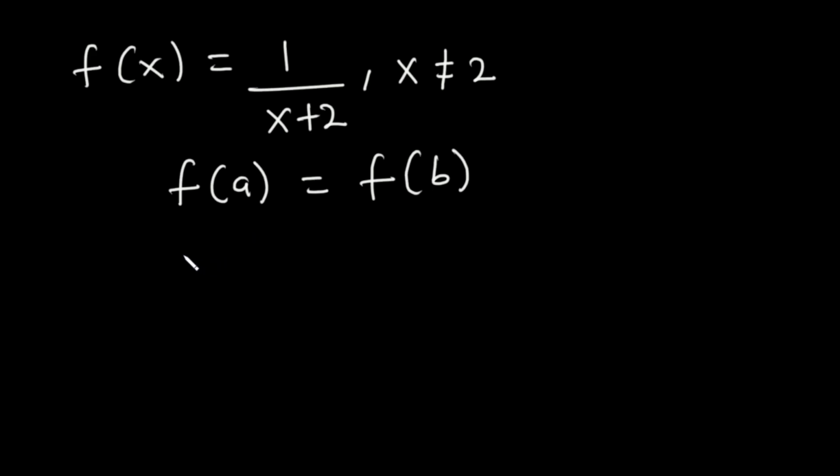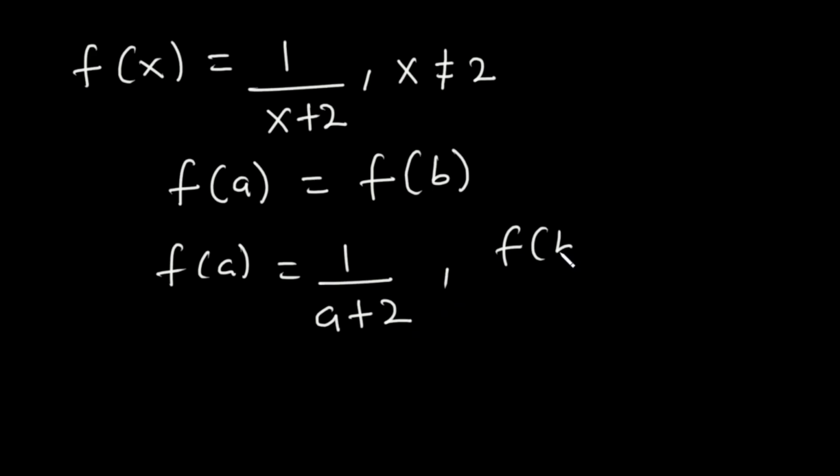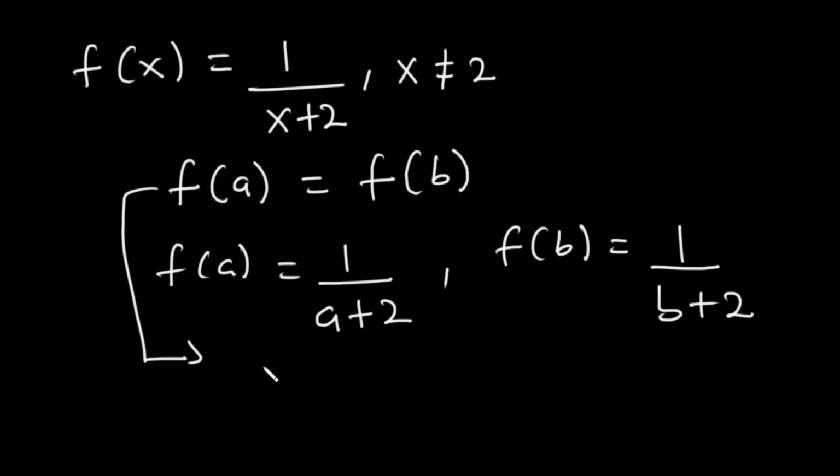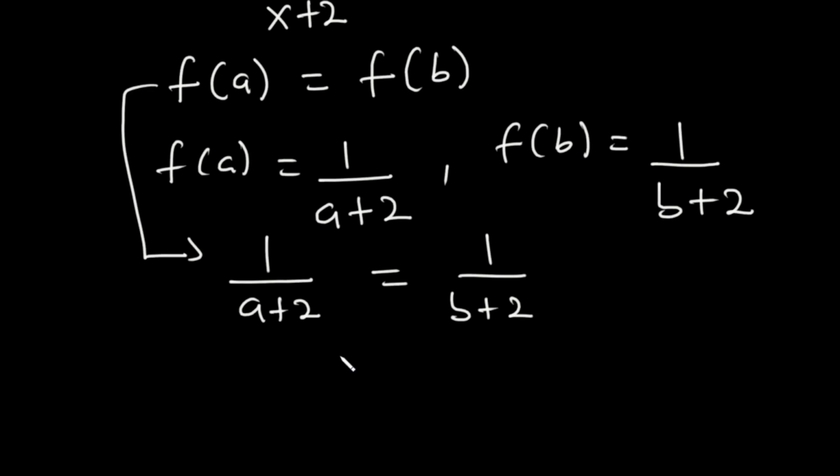So for f of a, it's going to be 1 over a plus 2. And then f of b is 1 over b plus 2. So f of a equal to f of b is going to be 1 over a plus 2 equal to 1 over b plus 2. Now let's cross multiply. So we are going to have 1 times (b plus 2) equal to 1 times (a plus 2).